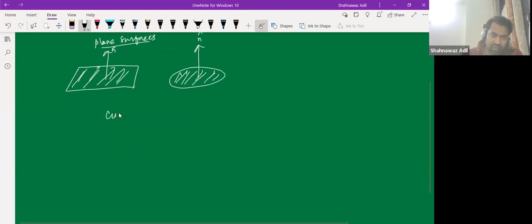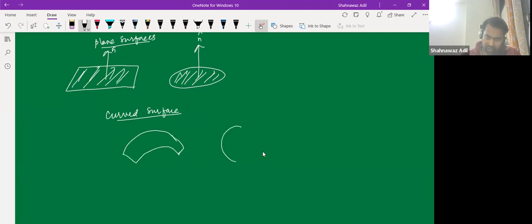But if we have a curved surface, right? If we have a curved surface, let's say this kind of a shape, or let's say we have this sphere. So for this sphere, if I take this area, this is in this direction. If I take this area, this is in this direction. If I take this area, this is in this direction. So everywhere, the normal vectors are changing. In this case also, this has a normal in this direction, this has a normal in this direction. So if we take a curved surface area, perpendicular to that would be a different direction, right? So a curved surface area has a different direction, normal vector.